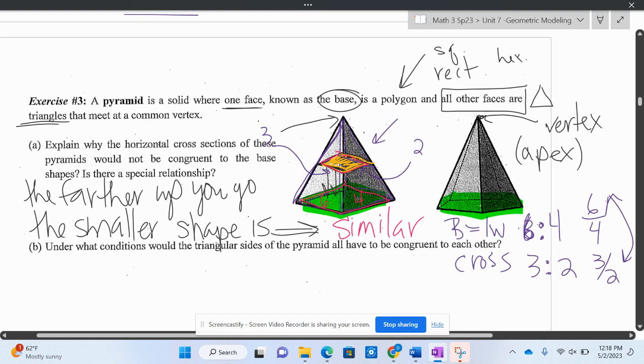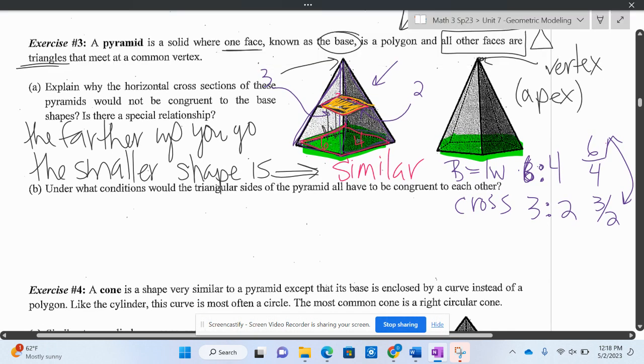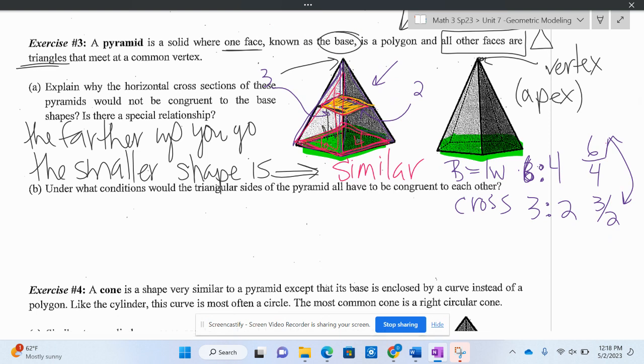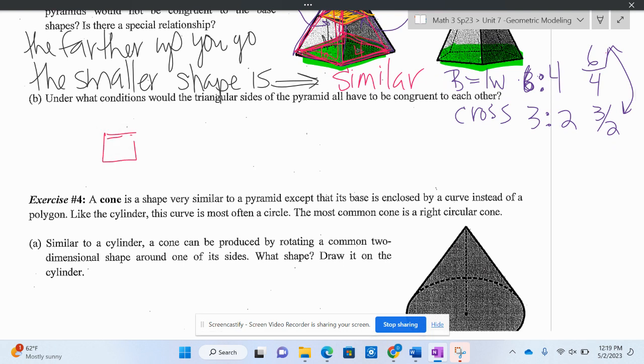Okay? Under what conditions would the triangular sides of the pyramid all be congruent faces? What has to happen to the base to make every face congruent to each other? Yesterday I asked you this question and some of you looked at me like I was bat crazy. Guano. That's guano. Okay, yeah, bat guano. Yeah, thanks.